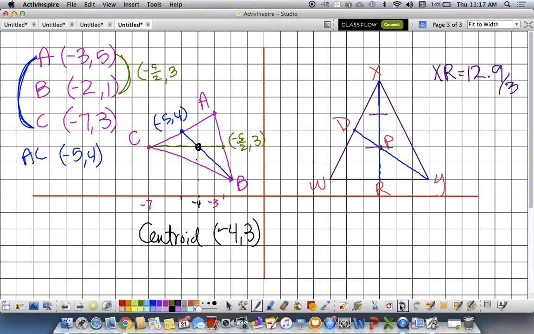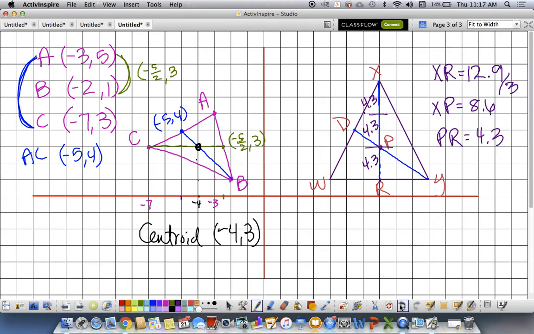So if I ask you, what is X to P? What is P to R? Can you answer those things? What did you get when you divided 12.9 by 3? So you have 4.3. Is that the same in every section? Yes. So then can you go back and find, what is X to P? 8.6. What is P to R? 4.3. They'll give you some decimals.